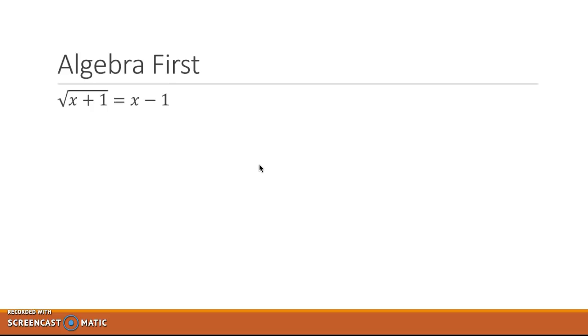So when we take a look at this function, we've got the square root of x plus 1 equals x minus 1. Now our typical algebra moves unfortunately aren't going to work, like adding 1 to this side and subtracting x, because of this square root thing. So in order to handle our square root, we're going to have to square both sides to get rid of the square root.